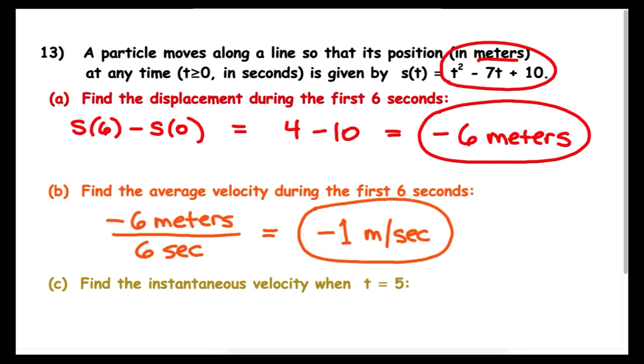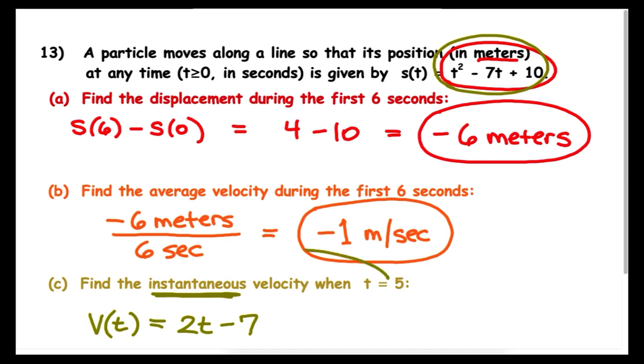Now we're getting into calc. I see the word instantaneous, which means take a derivative. So the derivative here is going to be 2t minus 7. That'll be velocity. Remember, the velocity is the derivative of position. And when you put the 5 in, that's going to make 10 minus 7, which of course is 3. And again, that's velocity, so it's going to be meters per second.